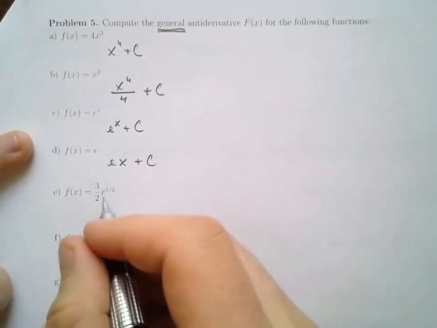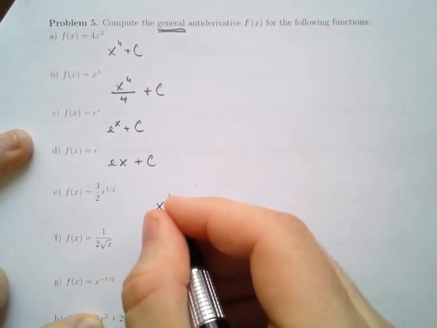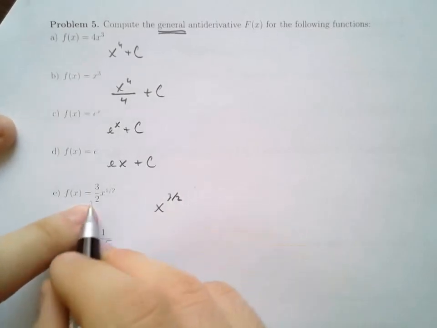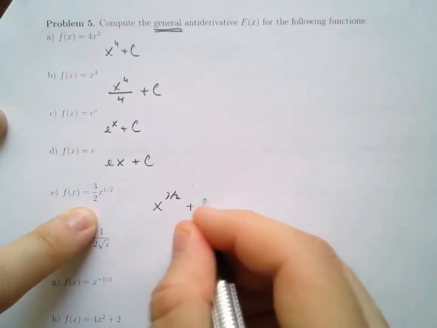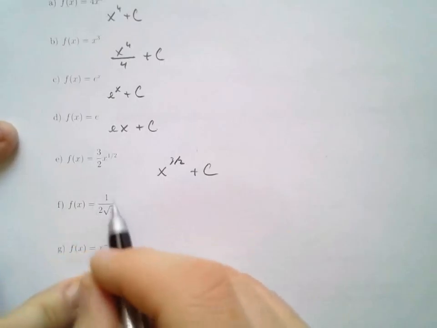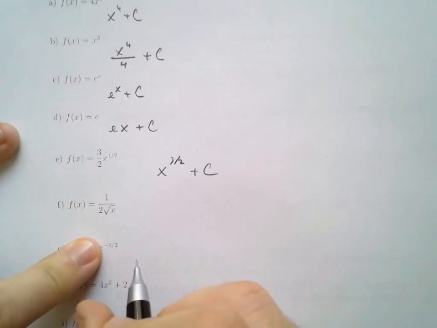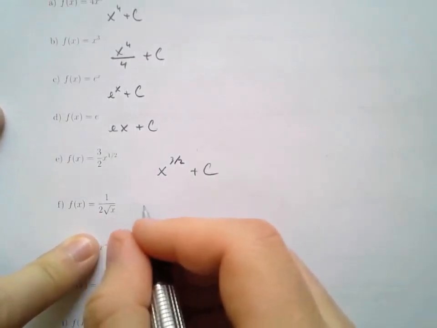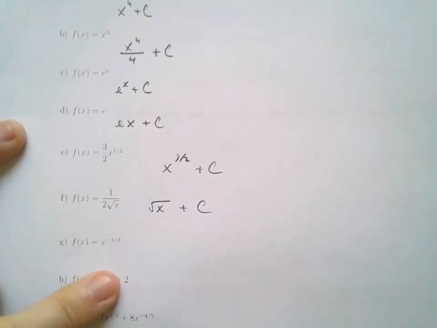Now, what if I have x to the half? Remember, I have to add 1 to the exponent, so I have x to the 3 halves, but I need to divide by 3 halves. And since I already have a factor of 3 halves in front, I'm left with just this plus c. Now, this one is one that I recognize because I use it a lot. I know that the derivative of the square root of x is 1 over twice the root. So I'm just going to do it very quickly. This should be just square root of x plus c.